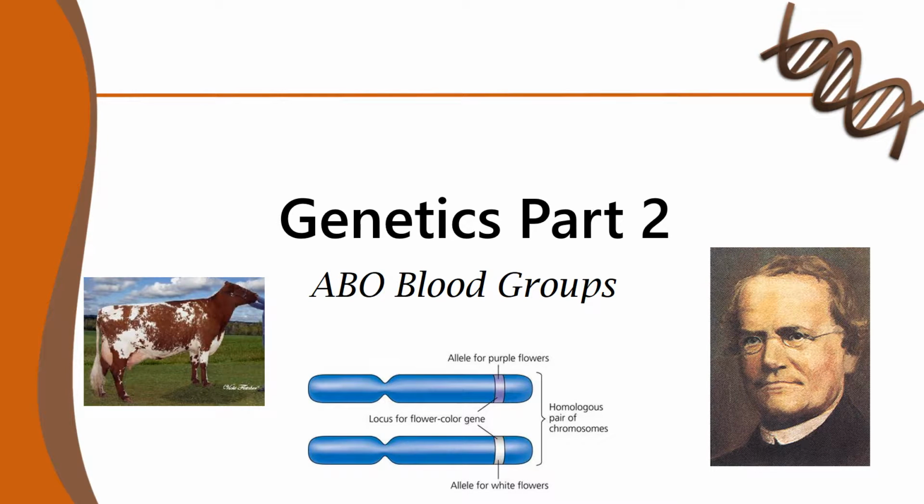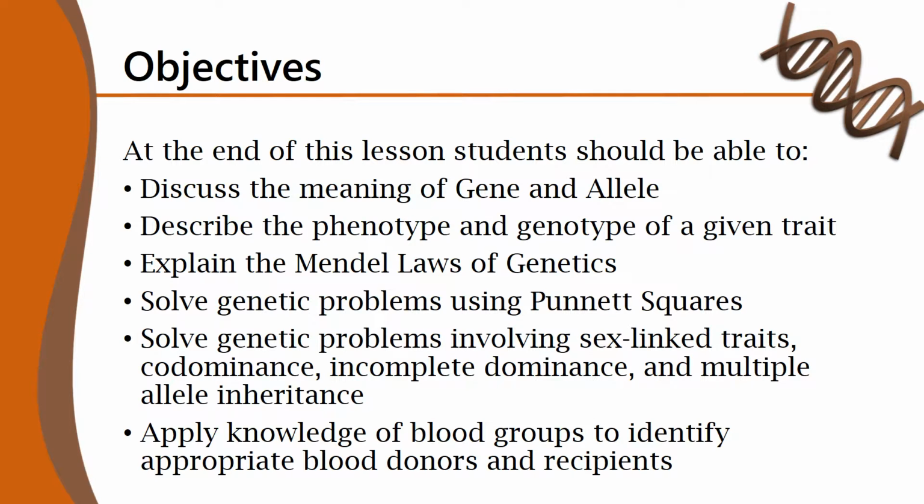For our final video, we're going to take a look at the genetics of ABO blood groups. So hopefully by the end of this video, you now have a better understanding of how to use Punnett squares to solve a variety of different genetics problems. And in particular, we're going to take a look at how to understand blood groups and identify appropriate blood donors and recipients.